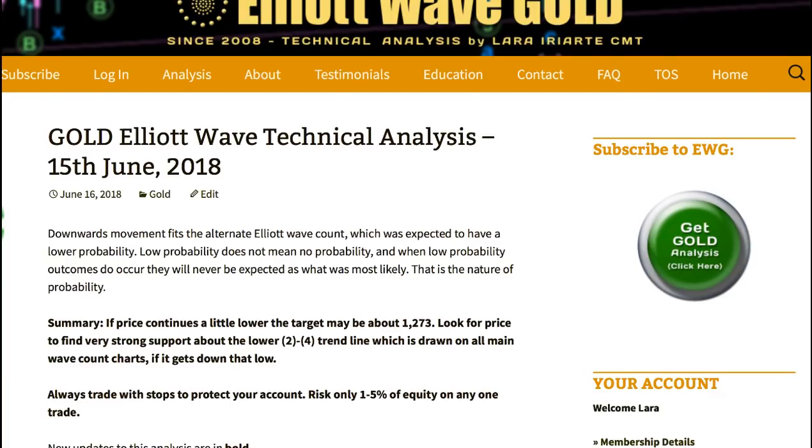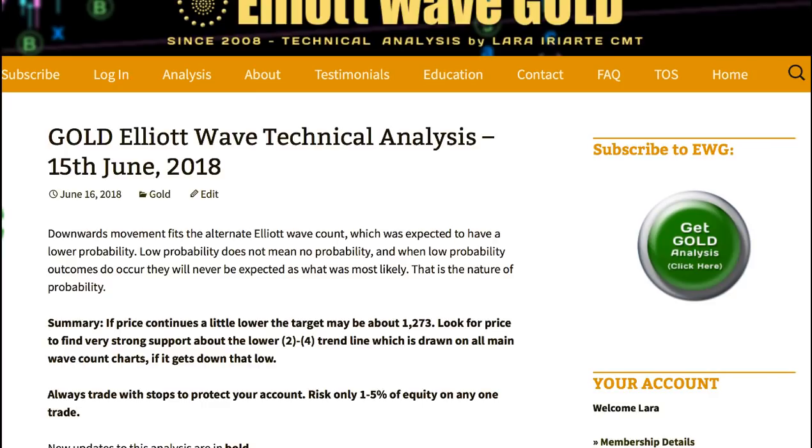A new low below 1282.20 on Friday with some very strong downward movement invalidated the main daily Elliott wave count and confirmed the alternate daily Elliott wave count. If we get some more downward movement on Monday, Tuesday, the target may be as close as about 1273, but if that's wrong, it might not be low enough.